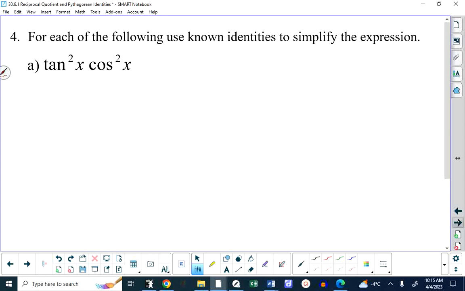Why? This is not a proof. What do we do first? Don't always rewrite everything as sines and cosines, but most of the time it's helpful. Tangent squared is sine squared over cos squared.